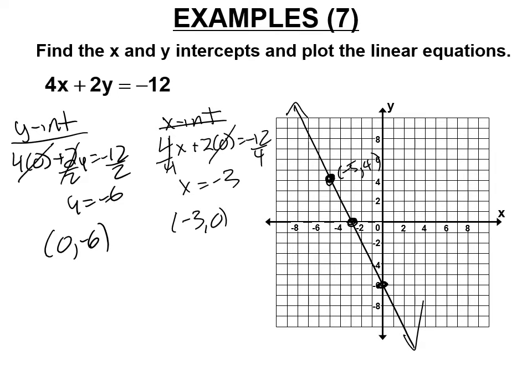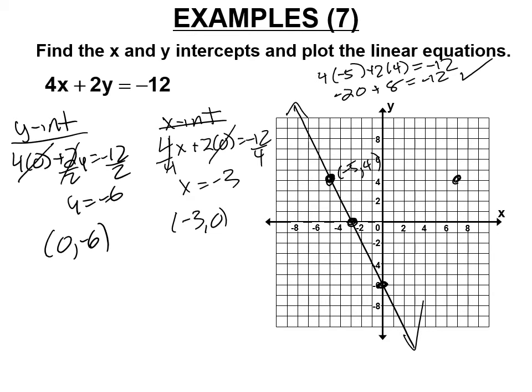Let's check it. All right, so the x coordinate was -5, the y coordinate was 4, and if that point's on the line, then that math will come out true. If that point is not on the line, it will not come out true. Well, 4 times -5 is -20, 2 times 4 is 8. Yeah, -20 plus 8 equals -12. That point is on the line.